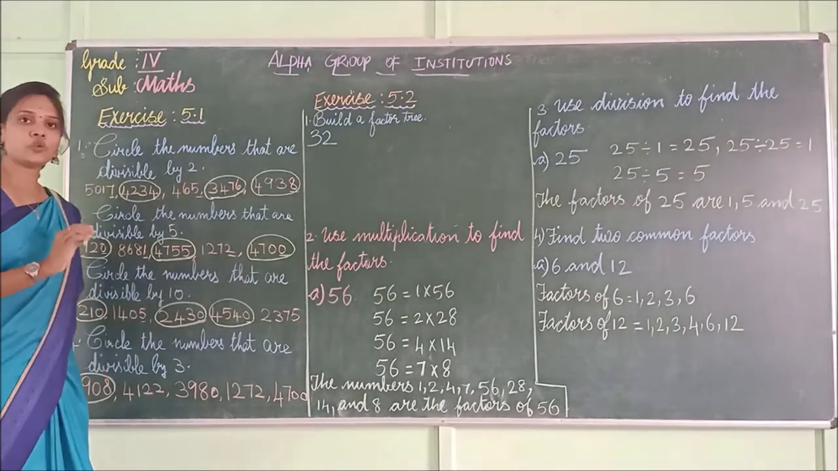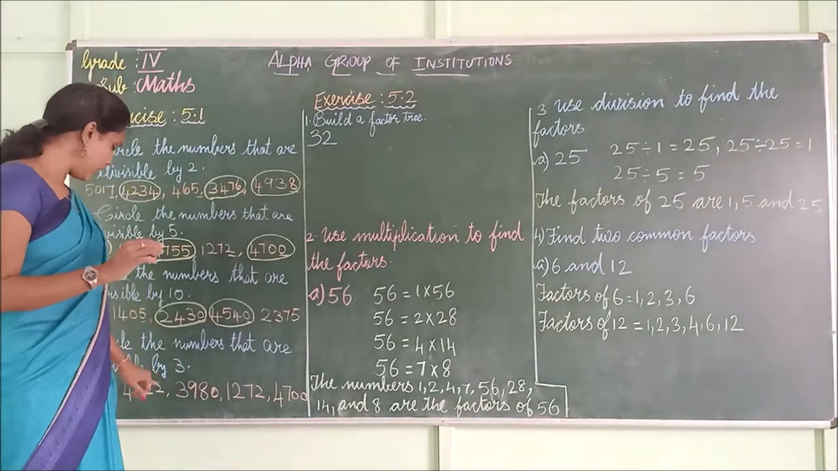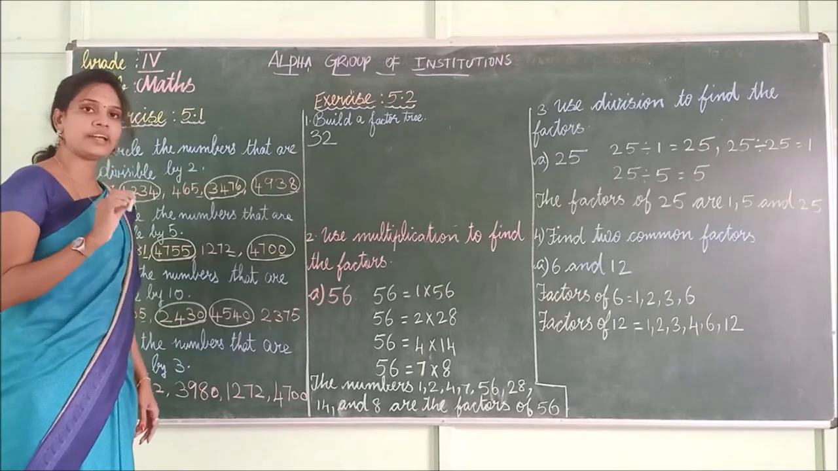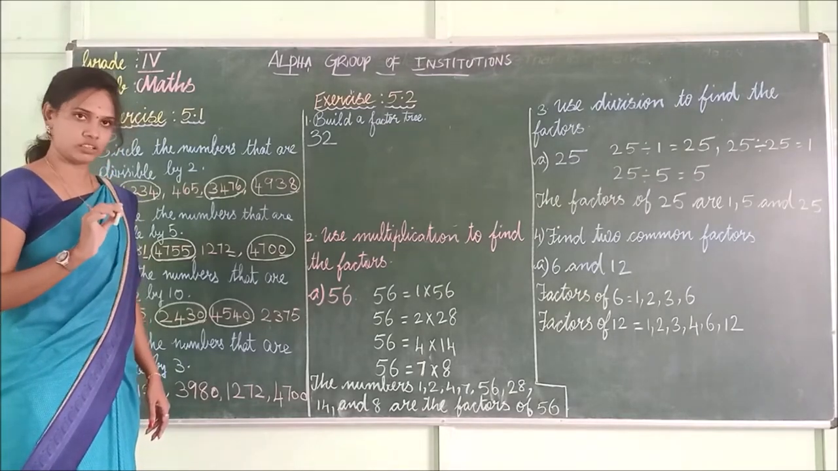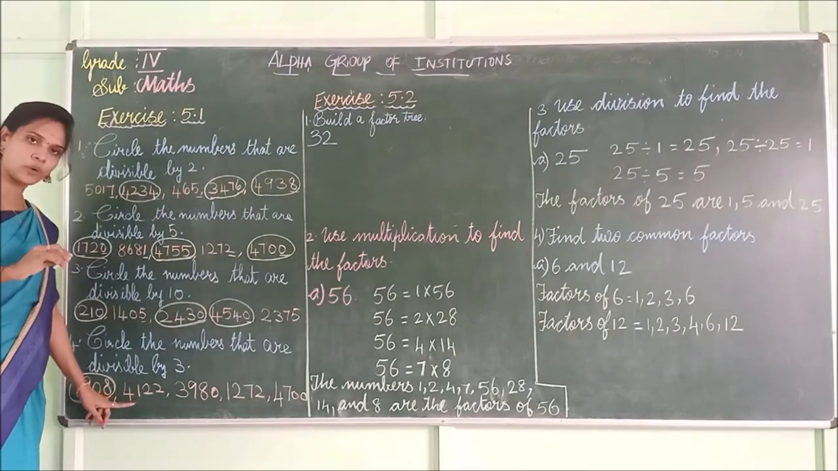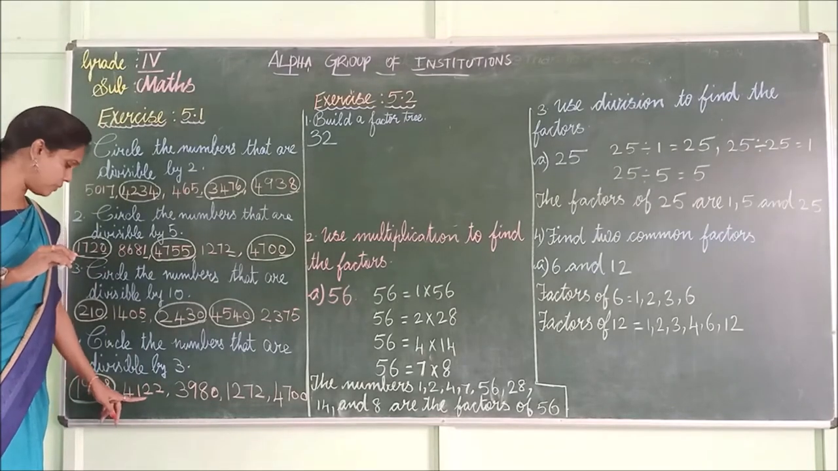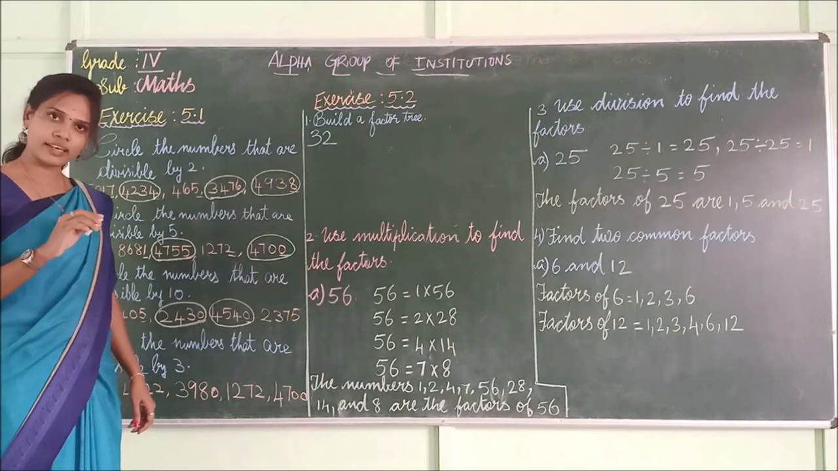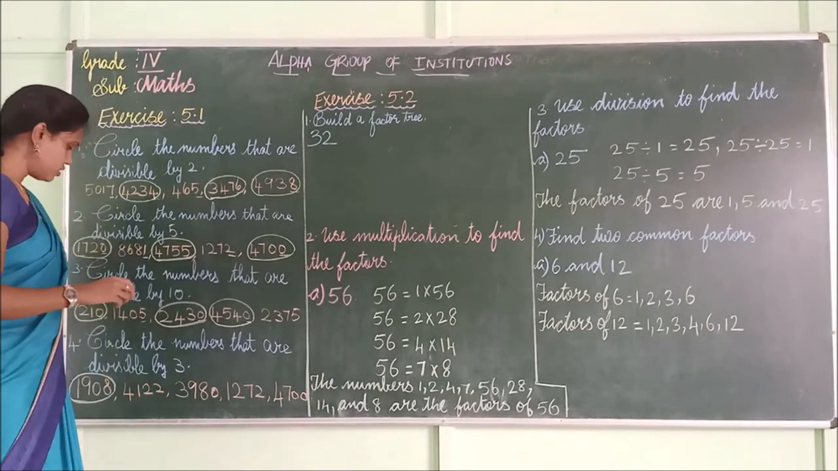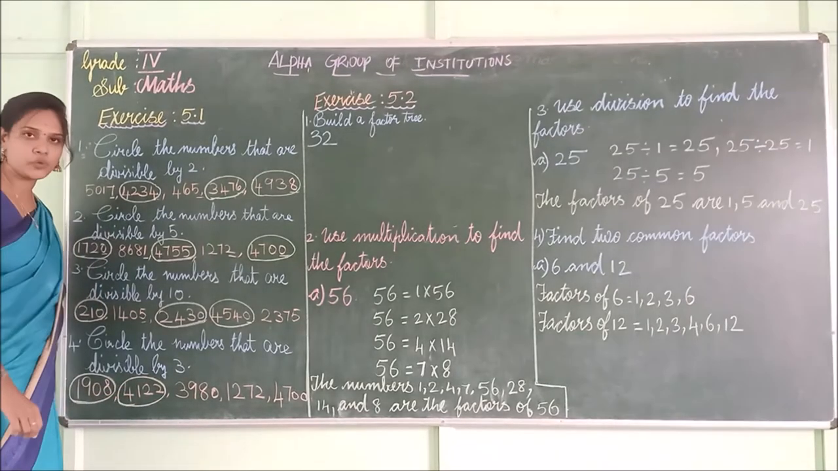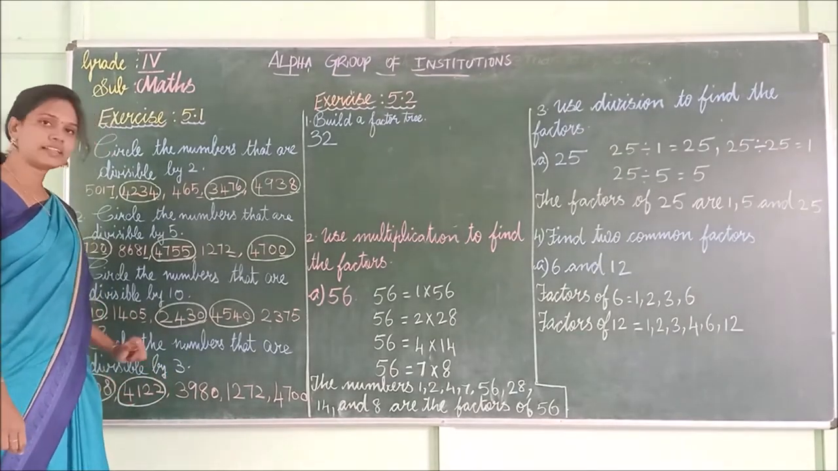Like this you have to add the digits, each and every digit. The final answer should be in the 3 table. Okay children, fine. See the next one. 4 plus 1 is 5. 5 plus 2, 7. 7 plus 2, 9. Will 9 come in the 3 table? Yes, 3 3s are 9. So you have to circle this one also. So 4122 is divisible by 3.